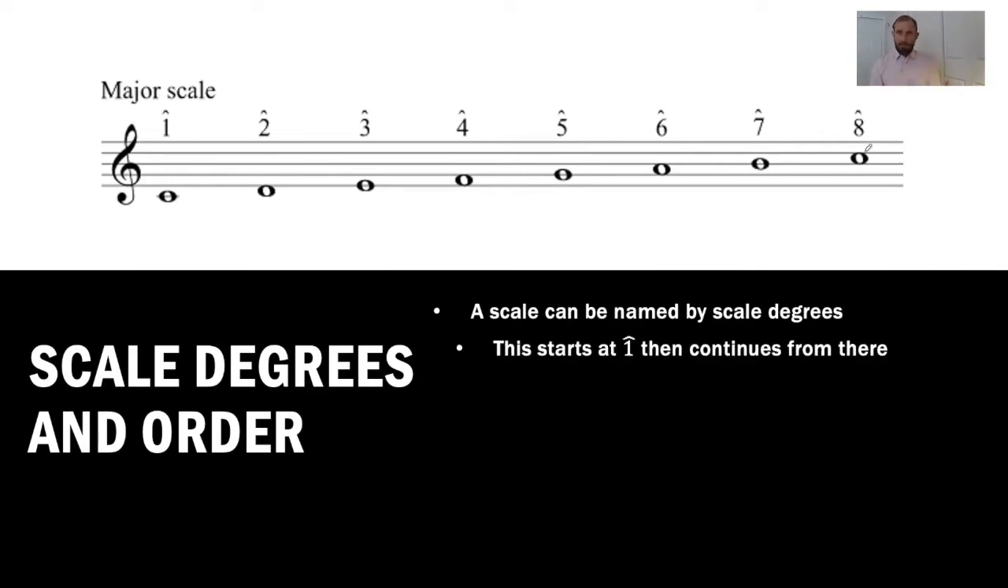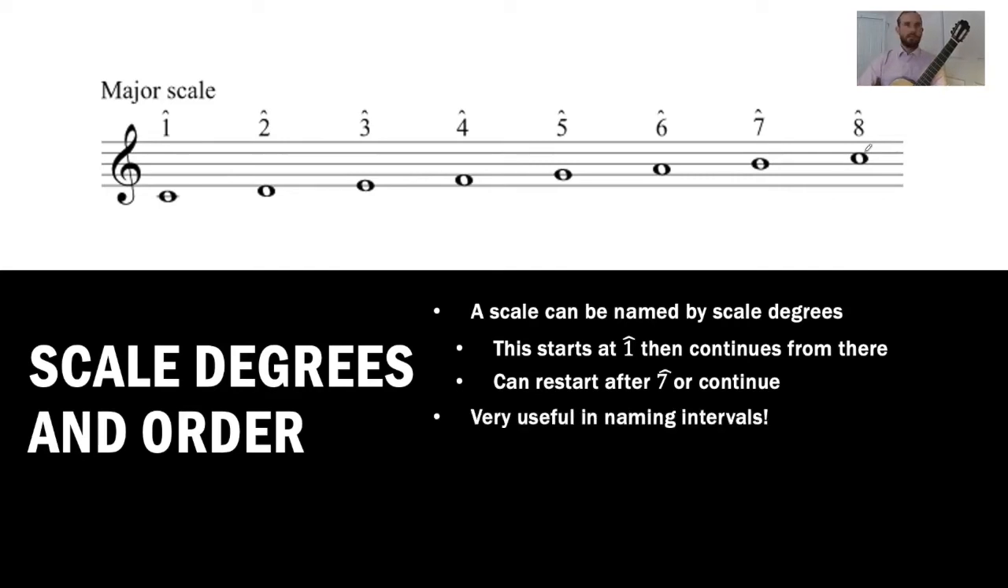So it starts at 1, which is the root of the scale, and then it continues up in numbers as you go up in pitch. So you can see you have 1 is C, and then it goes 2, 3, 4, 5, 6, 7, 8. So I said 8, but you could also say 1 again. It's up to you. You can restart after 7, or you can continue on in numbers, depending on what you want to get. This can be very useful in naming intervals.